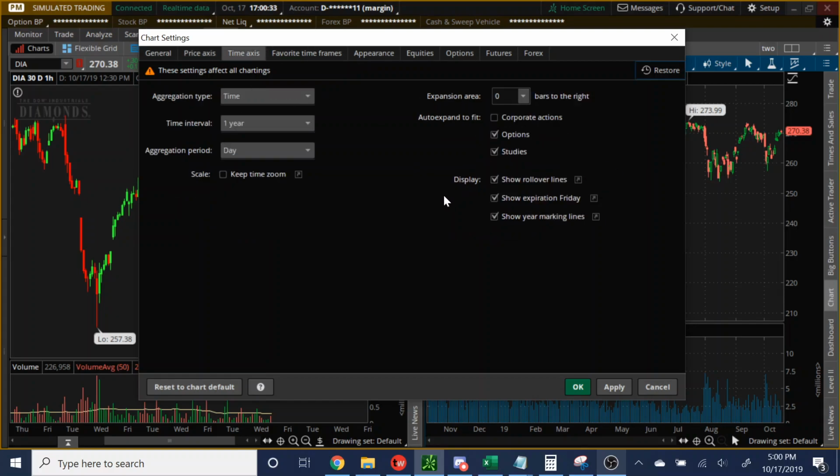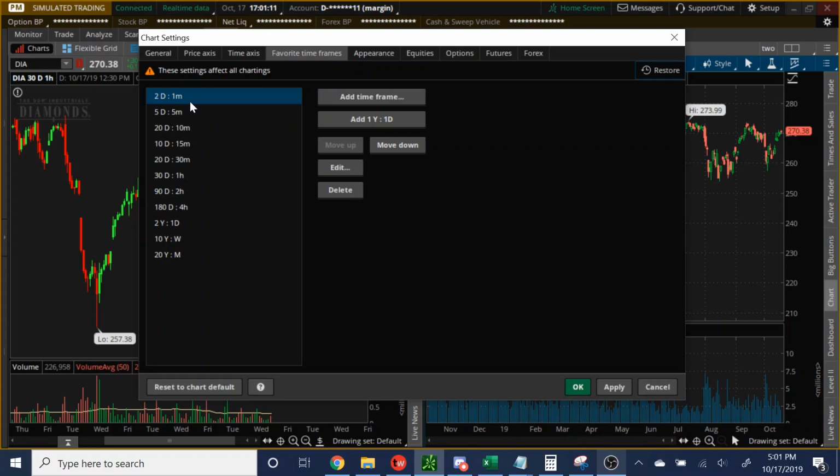From there, we'll go to the time axis, and here under display, these are all the messy lines that are on the chart. So we're going to take all of these off. And then I like to have my expansion area. I set it at about 25 bars, and that will basically just move the chart to the left, and it will leave some blank space on the right for you to draw and just be able to imagine what price is going to do next, not have the price so close to the right side. And so that's it on that screen.